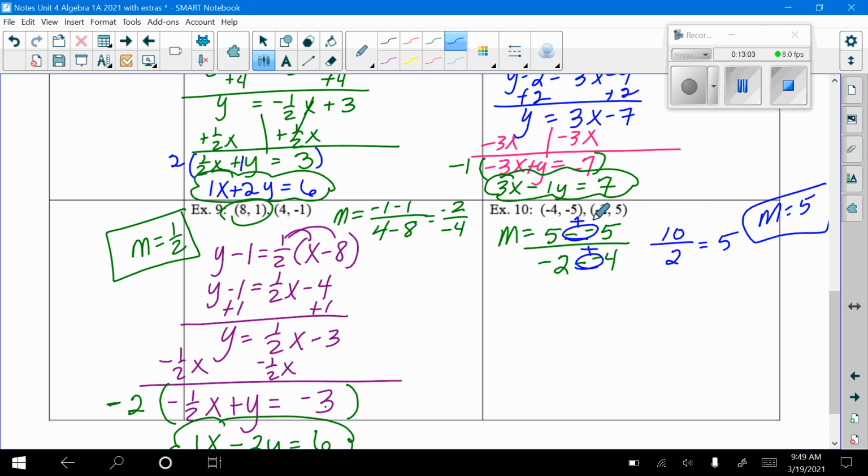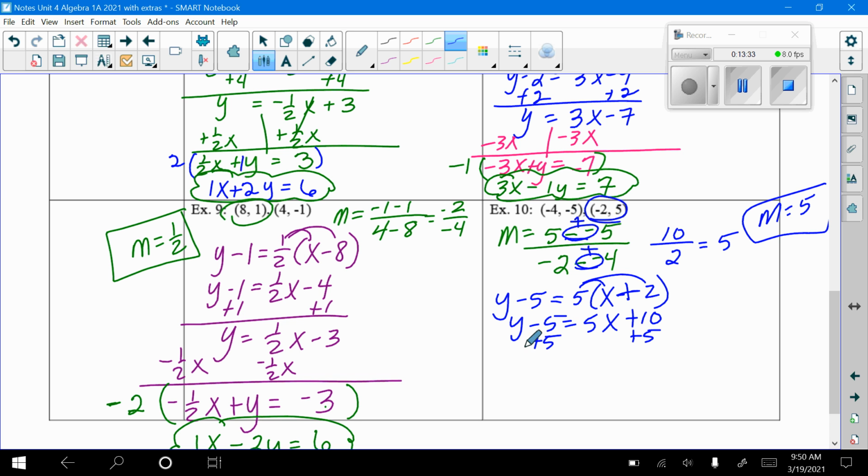And I'm going to pick probably the lowest numbers here. So y, not really the lowest. I should say that one's closer to 0. And this one also has a positive in it. So y minus 5 equals 5 times x minus -2. Makes that a plus 2, distributive property. So y minus 5 is equal to 5x plus 10.